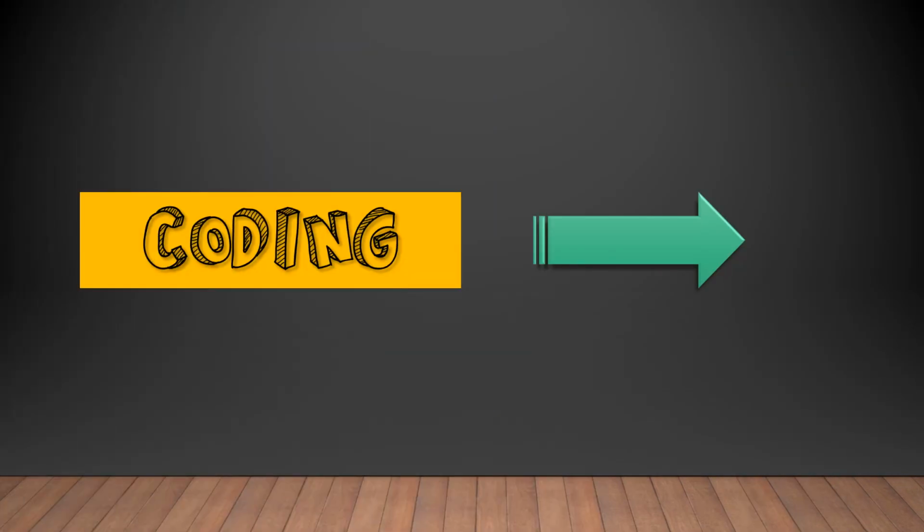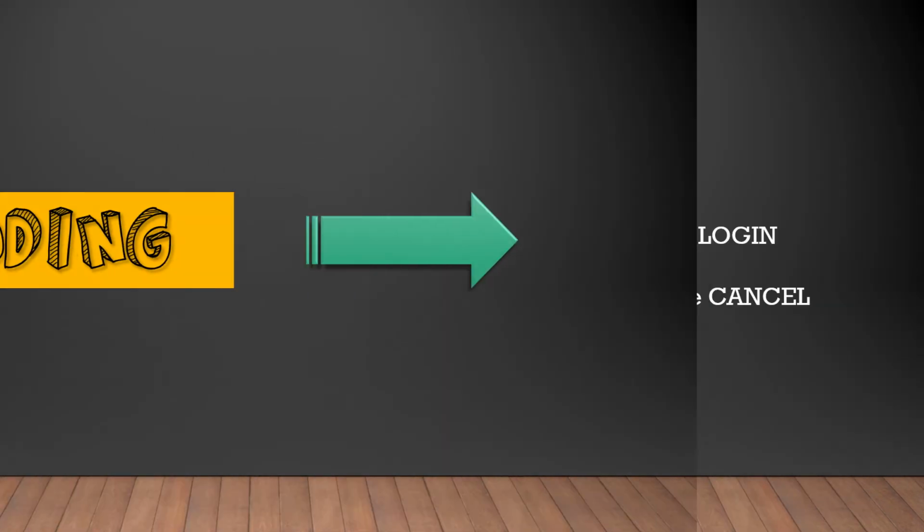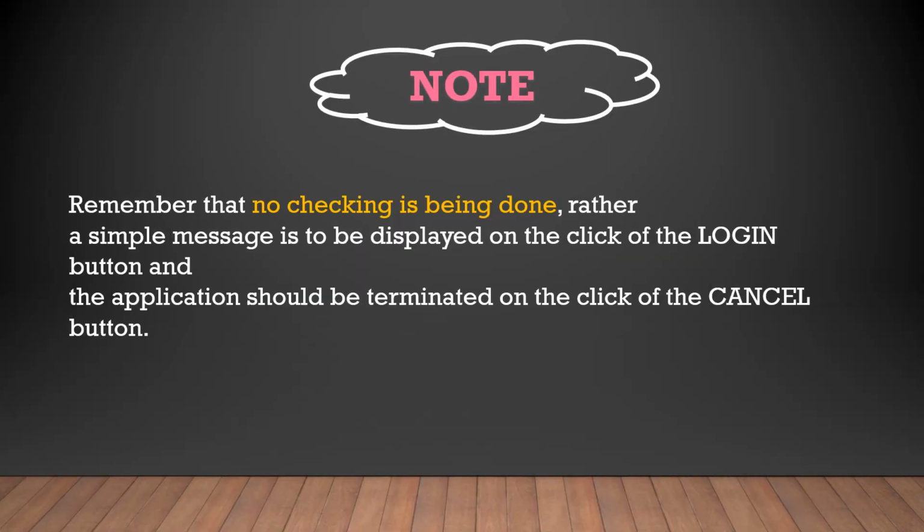Now let us see the coding for it. First of all, before writing the coding, you have to keep in mind that no checking is being done. Here, as we have a login application, you have to remember that we are making this application only to understand the use of the password field component, and no checking will be done on whether the password is correct or not. We just have to understand the use.